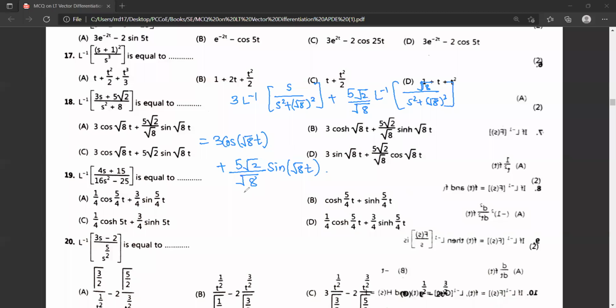So which answer is correct? Option A. Option E. Understood? Very easy question. Is this clear to each one of you? Yes, sir. Okay, now let's go further.